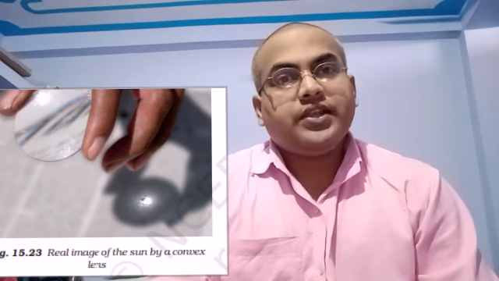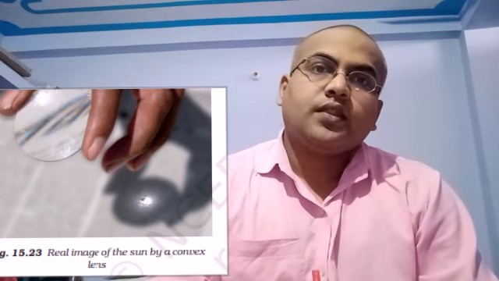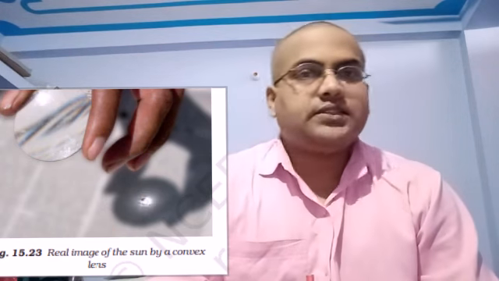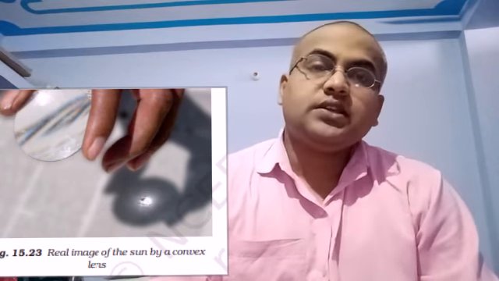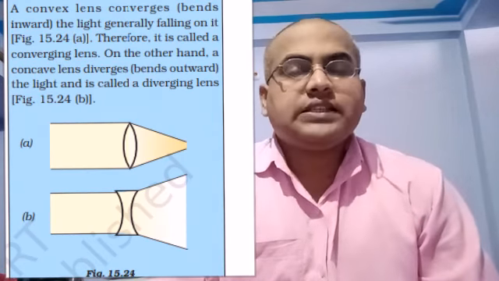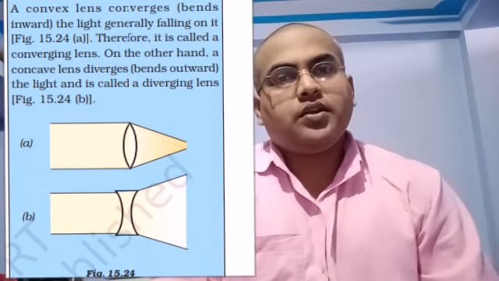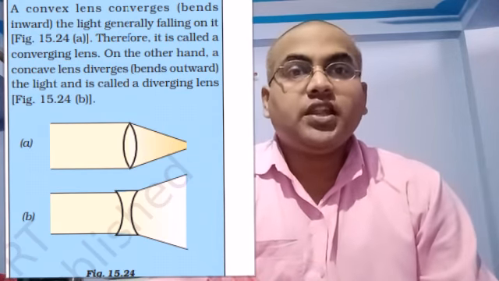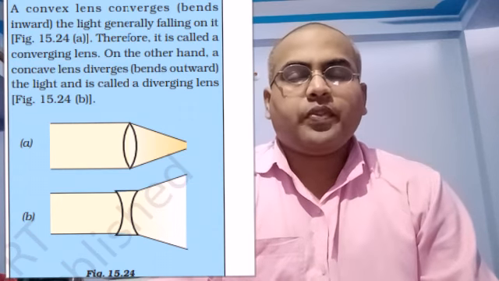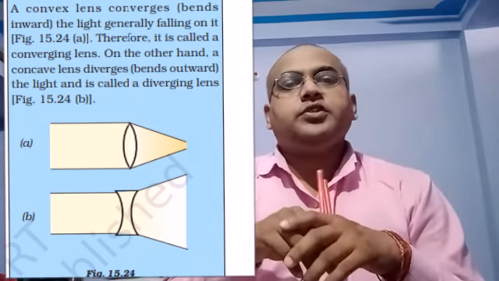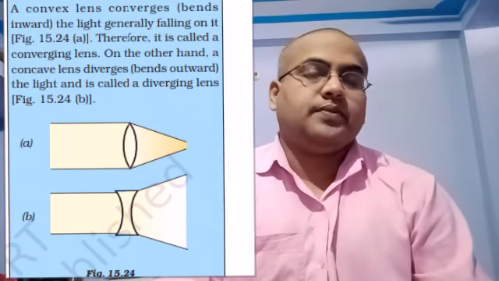When the image is real, it is inverted, and when the image is virtual, it is erect and larger than the object. In a convex lens, in case of a real image, if the distance of the object from the lens is more, then the image is smaller. If you bring the object close to the convex lens, the real image becomes a little larger. So in this way we observe the different types of image formation with the help of a convex lens.